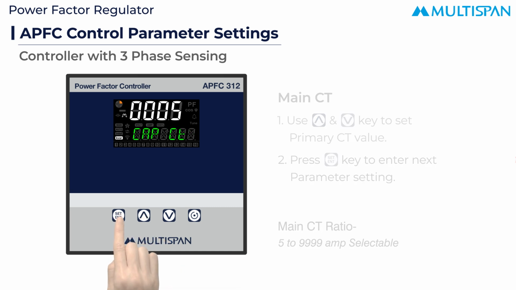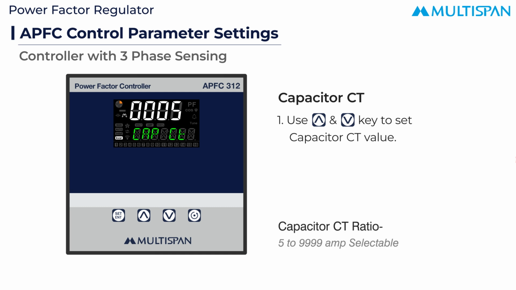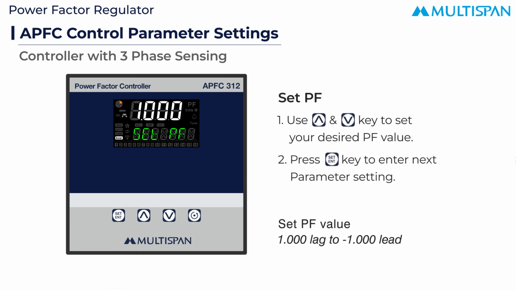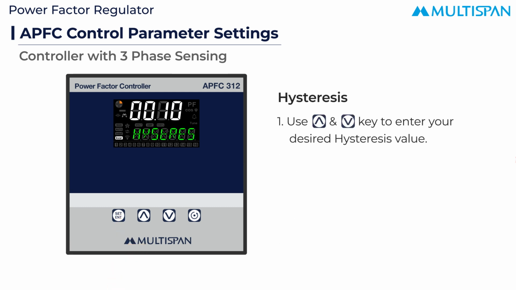After that, set the value of your capacitor CT according to its rating. Next, the display will show set PF, power factor. Set this value as per your requirement. Then, the display will show the hysteresis value.